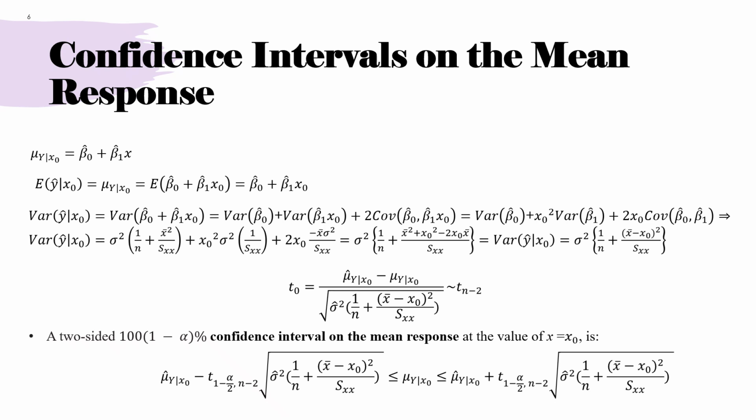The standard error of the mean response depends on three factors: the variability of the data around the regression line, how far the predictor value is from its average, and the total variability in the predictor values. As a result, confidence intervals are narrowest near the average value of the predictor and widen as we move farther away from it. It is important to emphasize that a confidence interval on the mean response applies to the average outcome, not to individual future observations. It tells us where the true regression line is likely to lie at a given predictor value, rather than where a single data point might fall.